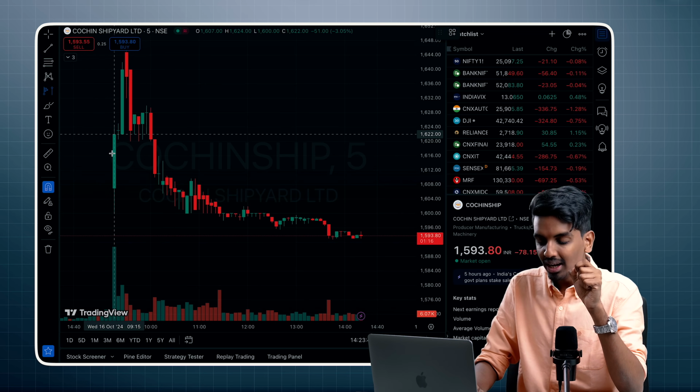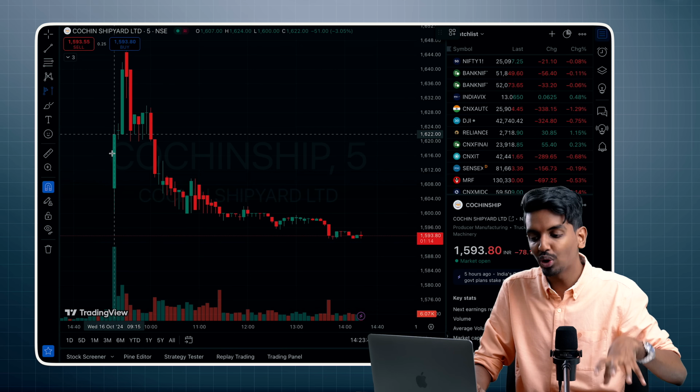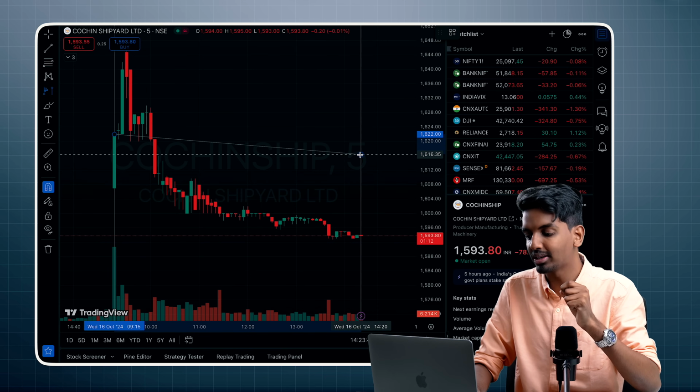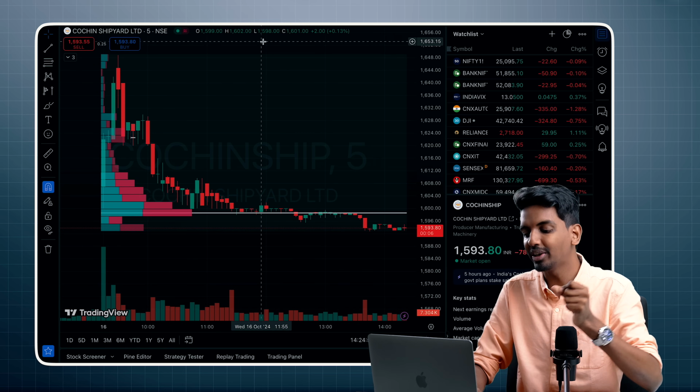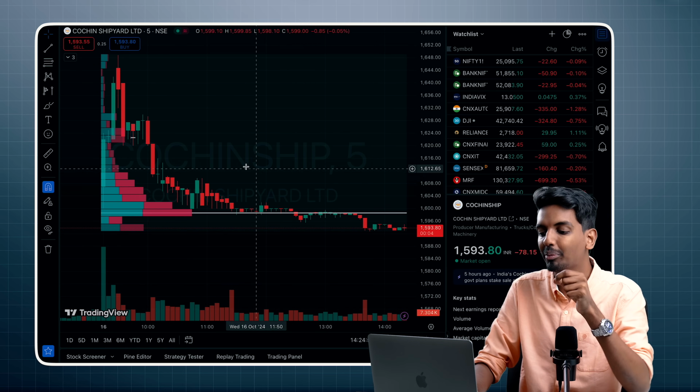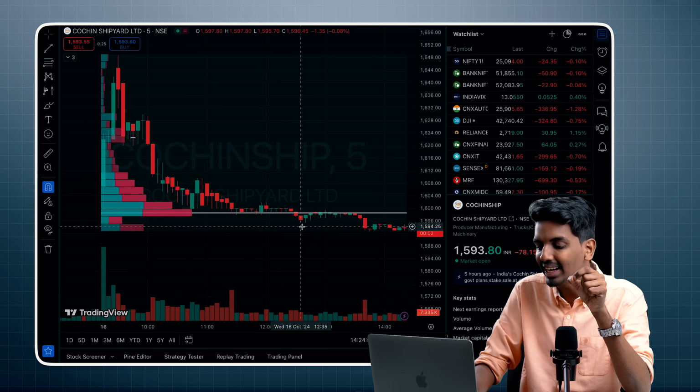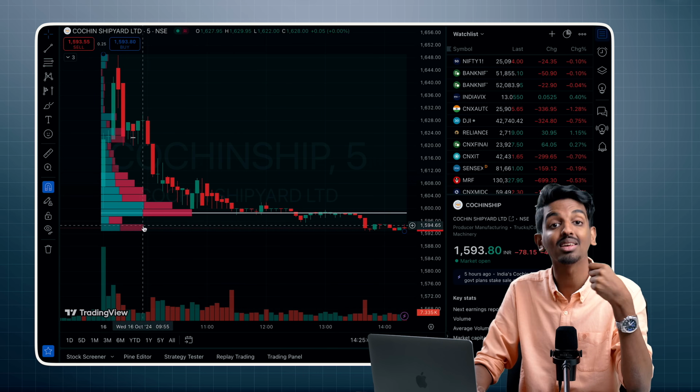We are quickly going to plot today's daily volume profile chart of Cochin Shipyard stock right here. So in this example, you can see that even though the stock moved up and down throughout the day, the maximum number of trades happened in this highlighted zone right here. You can see that is a fair value.